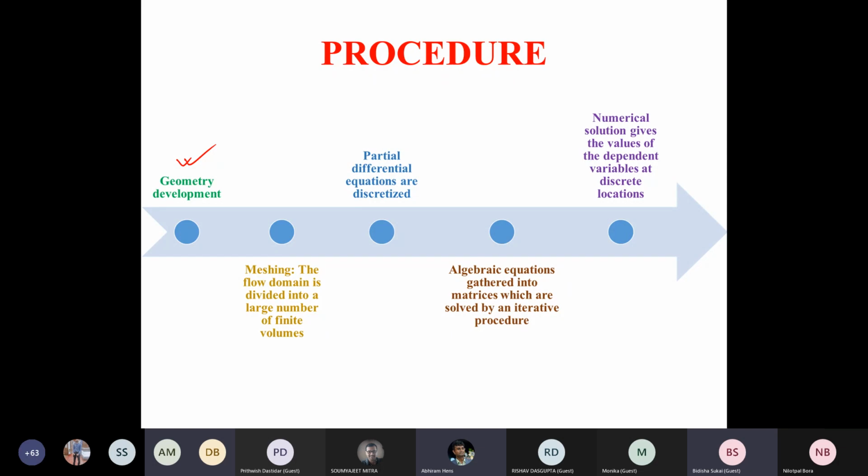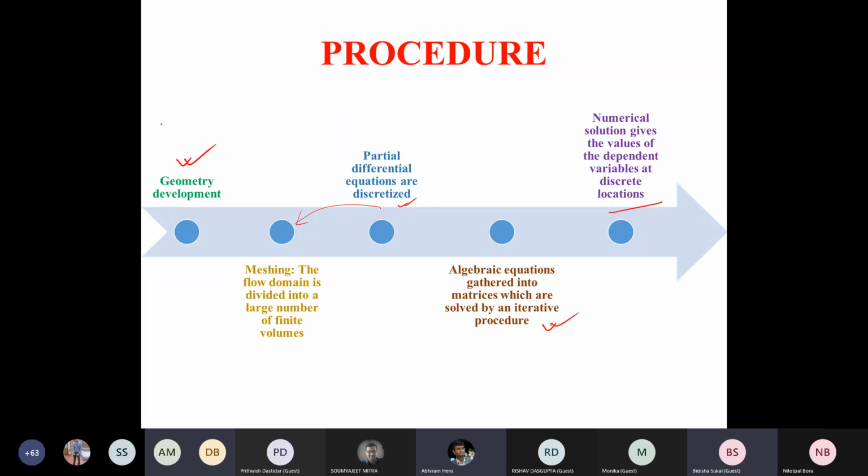Okay, that is the second step. Then partial differential equations are discretized and applied on each of these nodes or mesh points. After that, algebraic equations are gathered into a matrix, which is solved by an iterative procedure. Okay, so this is the solver, and the numerical solution gives the values of dependent variables at different discrete locations.